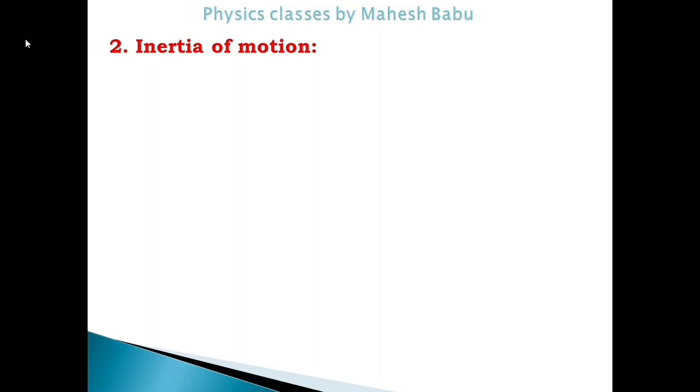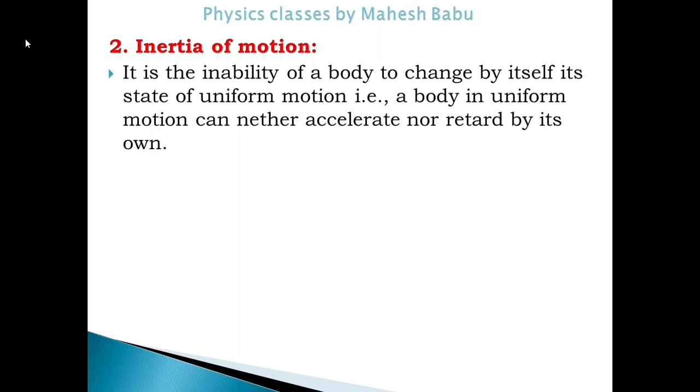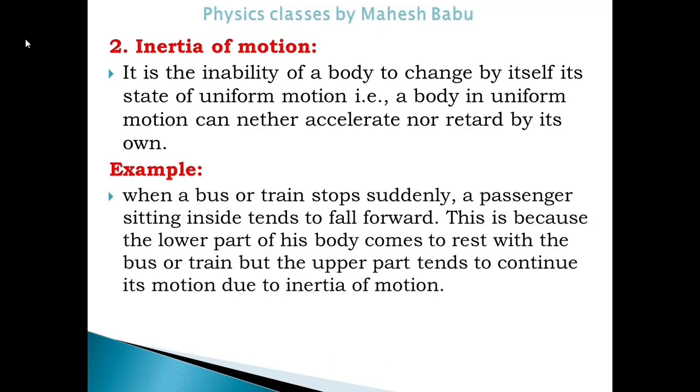Next, the second type of inertia is inertia of motion. Here the body by itself can't change its motion. It is the inability of a body to change by itself its state of motion. A body in uniform motion can neither accelerate nor decelerate. By itself it can't. If any external force acts, it can.